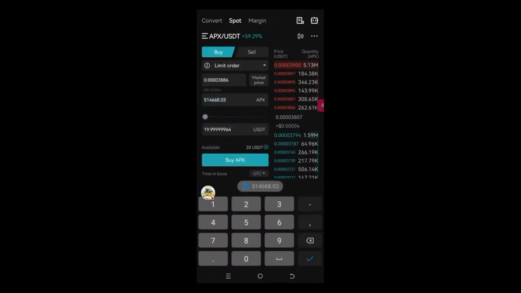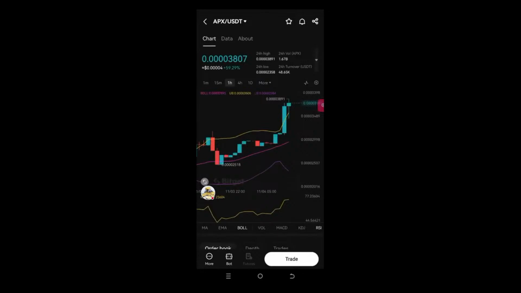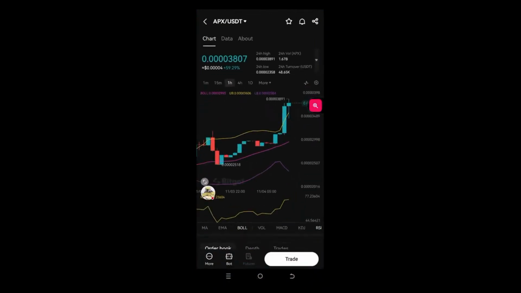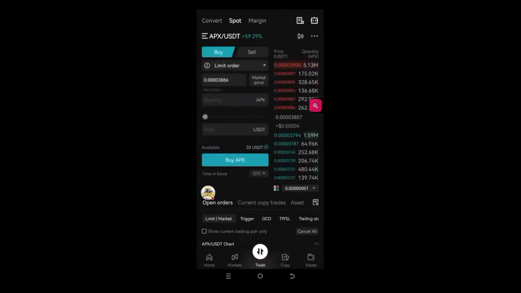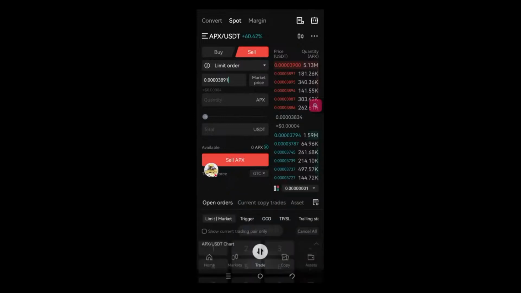Copy. That was the place it went to in the last 24 hours. It went to where? Let's check that out. Let me use my magnifier. 3891. Okay, let's check it out. Let's sell and put 3891 there and see. Okay, let's see. Let's put the quantity of APX there.